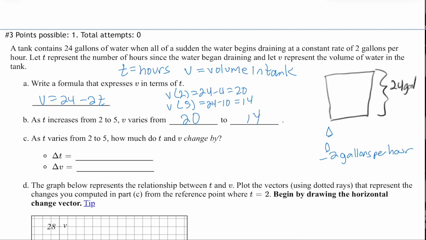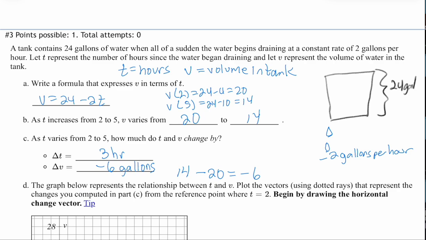So if we revisit that 2 to 5, the delta T, that change in time, was 3 hours. And the change in volume, if we just do 20 minus 14, it went down 6. So the change in volume was 6. And one thing I didn't do right, I'm so sorry, let's fix it. It's always ending minus beginning, and that's why you get a negative 6 gallons.